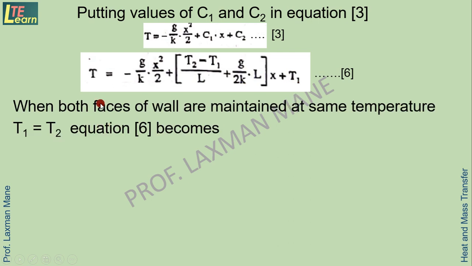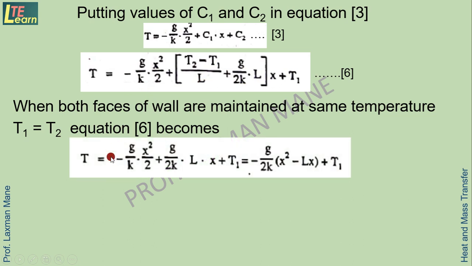So here, when both faces of the wall are maintained at the same temperature, meaning isothermal, in that case we say t1 is equal to t2. So in this equation 6, when t1 and t2 are the same, this total term becomes 0 by L, that is 0. So the equation becomes t is equal to minus g by k into x square by 2 plus this term g by 2k into L, this is the x multiplier, plus t1.